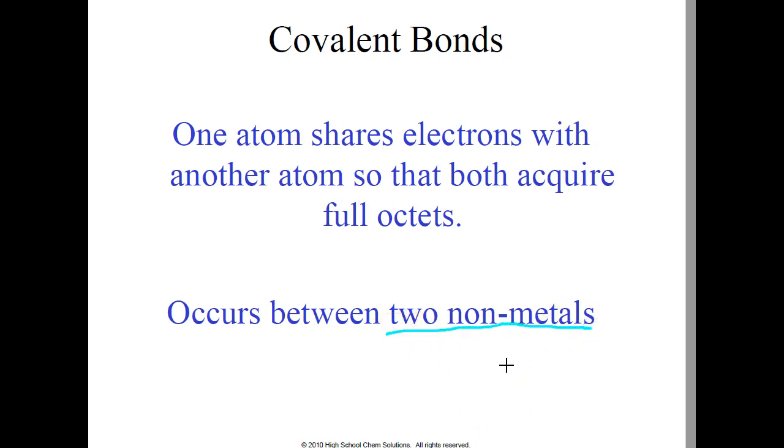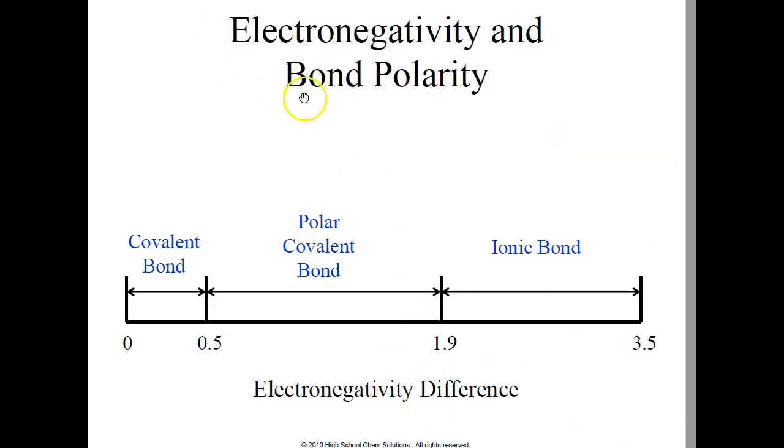So if you have a metal, that's going to be ionic, if there's a metal and a non-metal. But if you have non-metals only, that's going to be a covalent bond. However, there are different degrees of covalent bonds. So I want us to look at the different types of covalent bonds. There are regular covalent bonds, also called nonpolar.